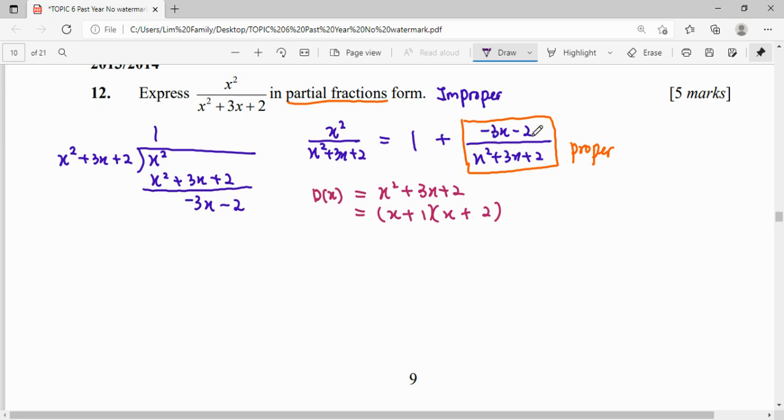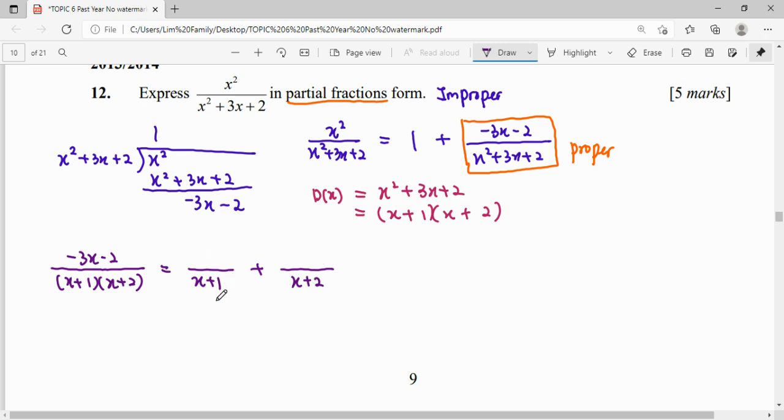So we take the remainder part here, which is the proper fraction, negative 3x minus 2, and then put in our factor form of our divisor, which is x plus 1, x plus 2, and we start to make it into a partial fraction. We start to split it according to its factor. So I have two factors here. So one fraction is made up from the denominator x plus 1, another fraction is made up from the denominator x plus 2.